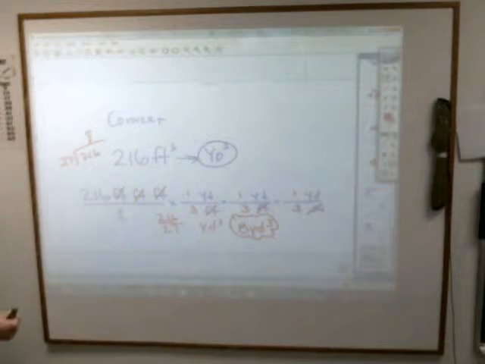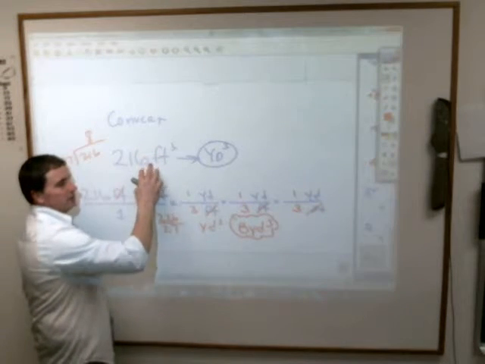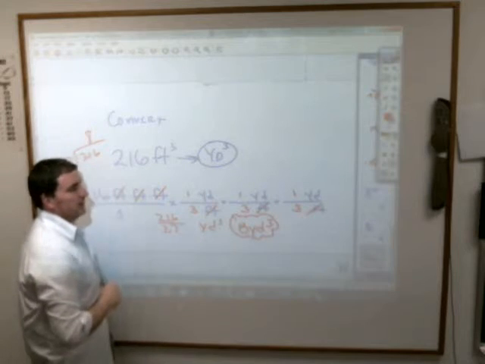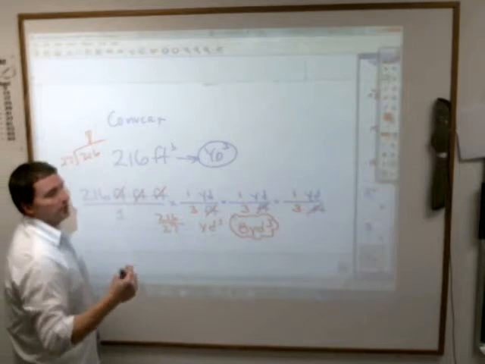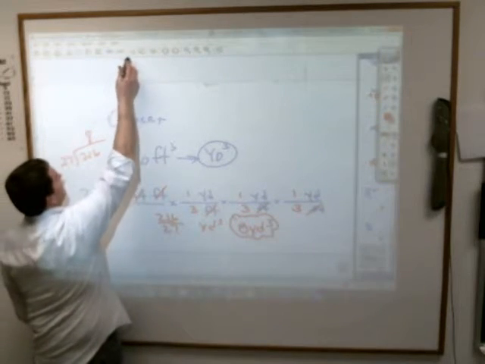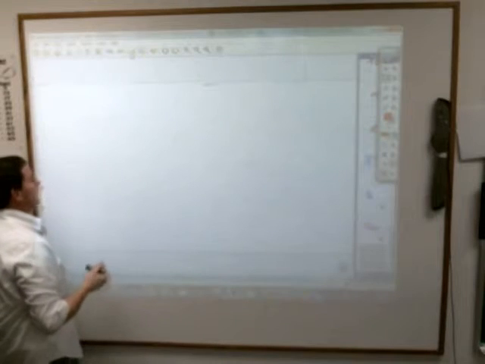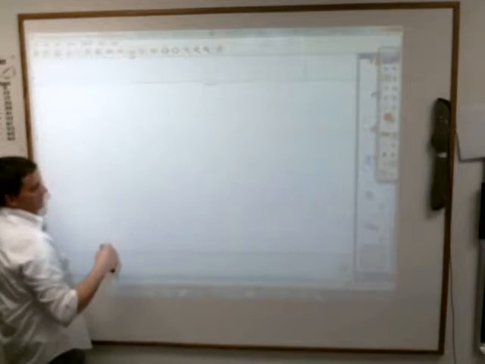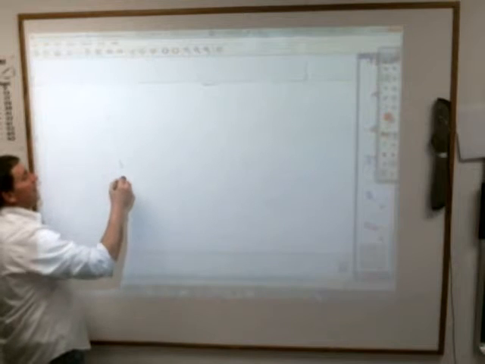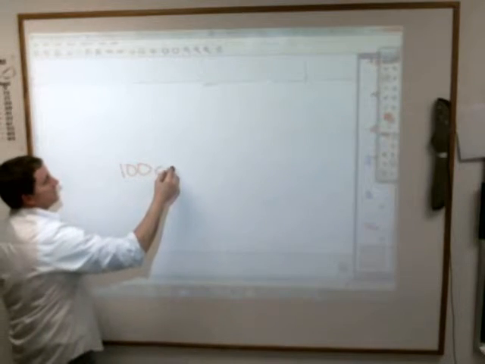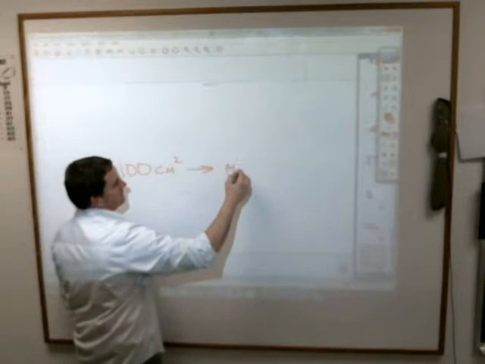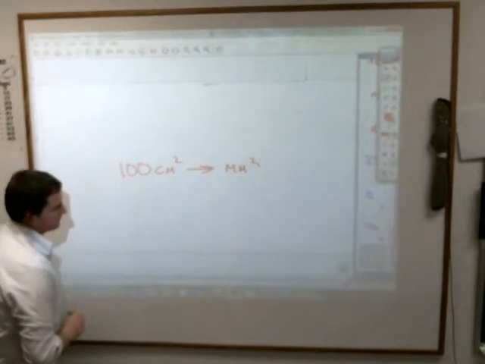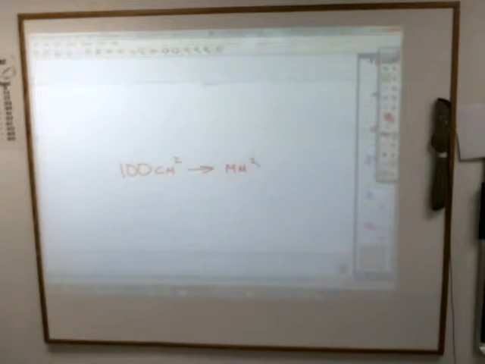Moral of the story, children: when you see area or volume, automatically in your mind there should be something that snaps, and you should say, okay, I need to use more than 1 unit multiplier to change that. Another example: 100 centimeters squared is how many millimeters squared?